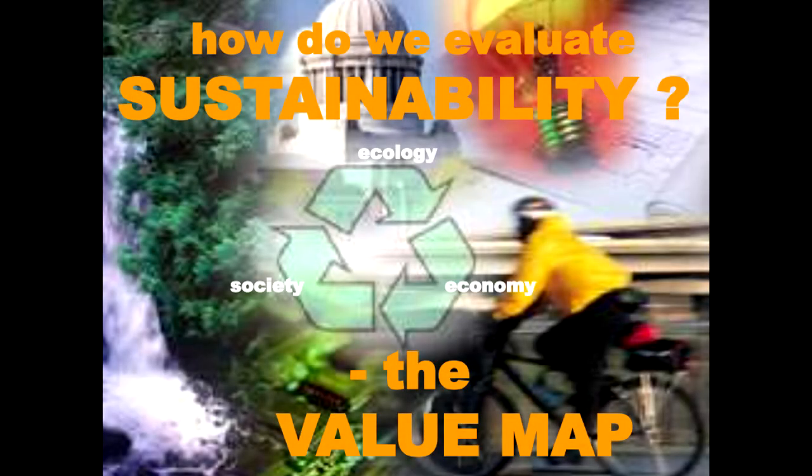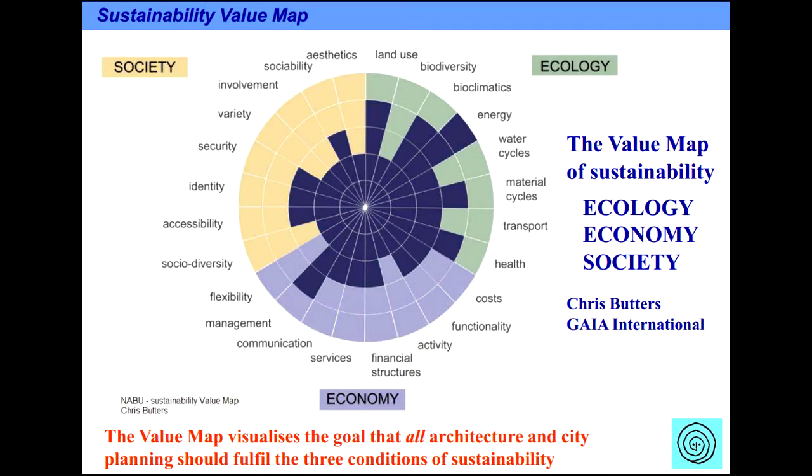The Sustainability Value Map was developed by the Norwegian architect Chris Butters as an assessment tool for the sustainability of architecture, building and city planning projects. Sustainability is assessed in three areas: society, the economy, and ecology. The map is a visual representation of success factors in the three broad areas. Each is given equal weighting.